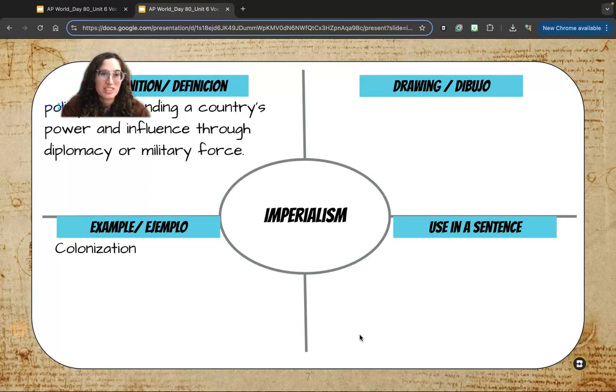Our first word is imperialism. This is a policy of extending a country's power and influence through diplomacy or military force. Another way you can think of imperialism is as a form of colonization.